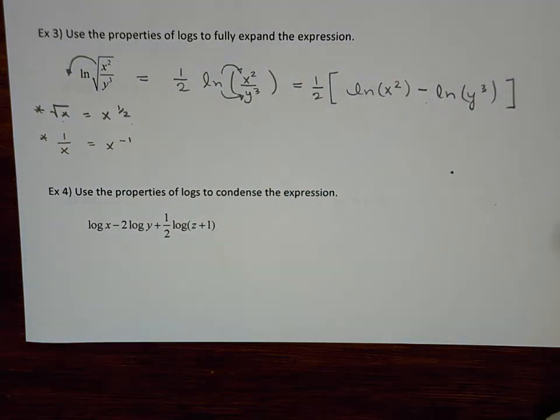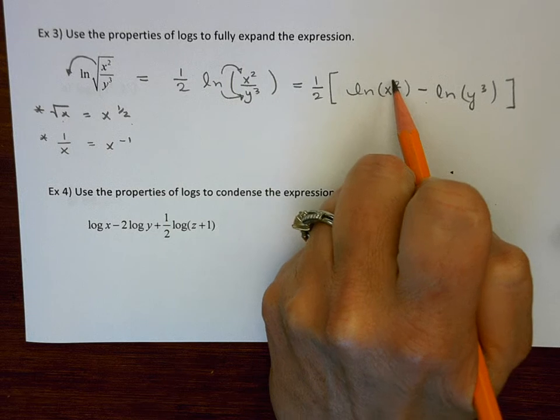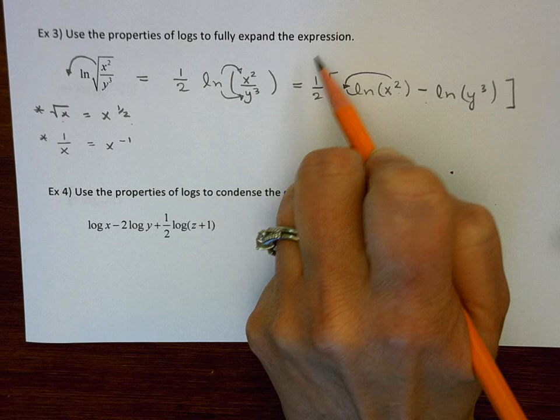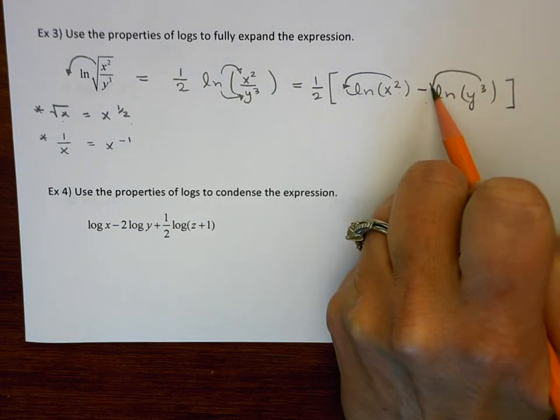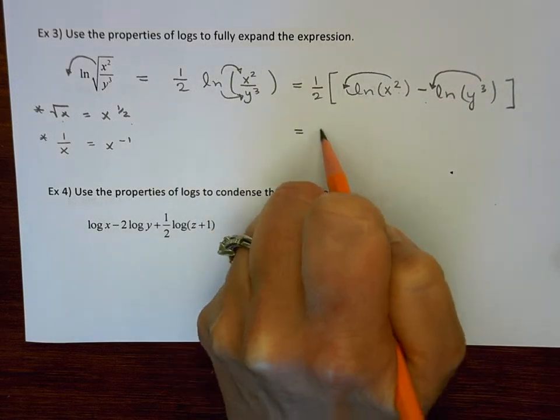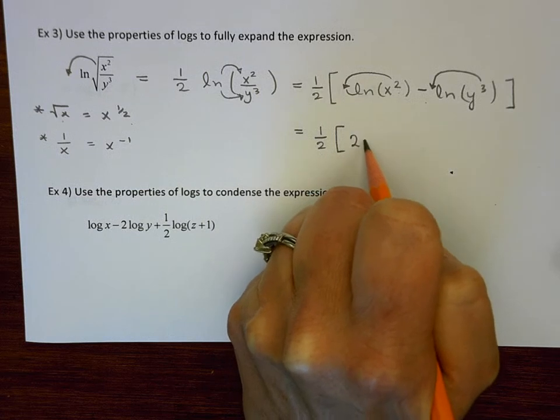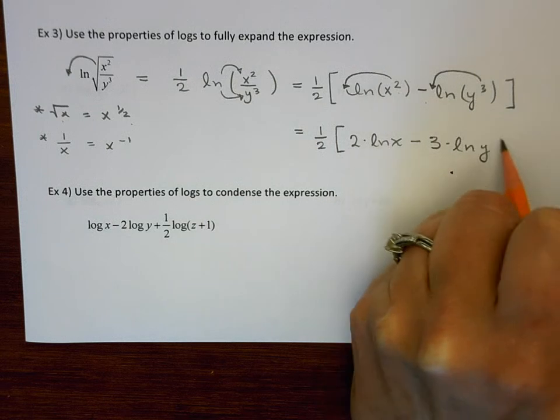And then I look to say, okay, well, can I do anything else? Is there a power I can pull down? Is there any more multiplying to switch to addition? What else could I do? If I look, I have another exponent that I can turn into a coefficient. And now it only goes directly in front of the natural log, not all the way out to the 1/2. And then the same thing for the 3, only straight in front of the natural log it's with. So I'll have 1/2, and then that will become a 2 times the natural log of x minus 3 times the natural log of y.